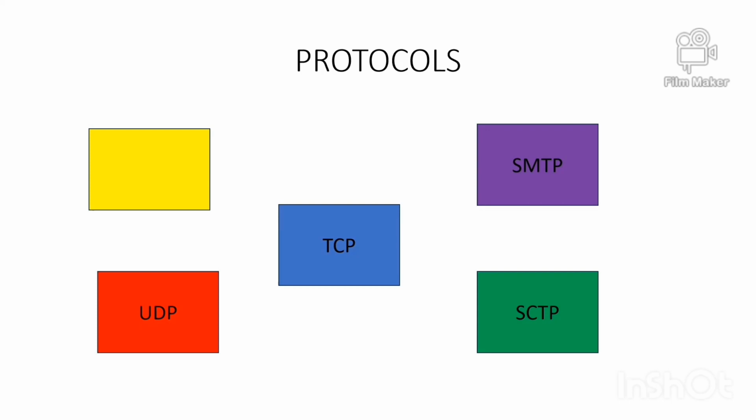Thank you, Abhinaya Sri. Now, Divya Darshini. The only color which has been left is yellow. Do you pick that? Yes, ma'am. Okay. So the protocol under the yellow color is FTP. Now Divya Darshini will be telling a few points about FTP.